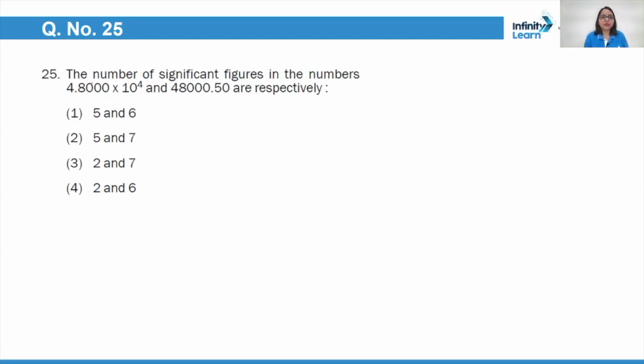Question number 25. The number of significant figures in the numbers are. So this has 1, 2, 3, 4, 5, and this has 1, 2, 3, 4, 5, 6, 7. We will not consider 10 to the power 4. So number of significant figures are 5 and 7 respectively, which is option 2.